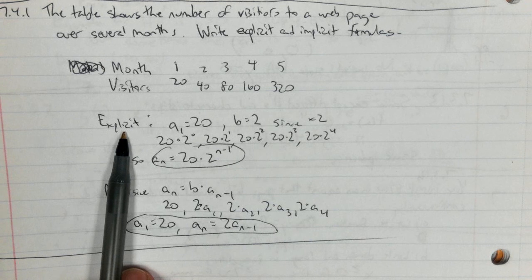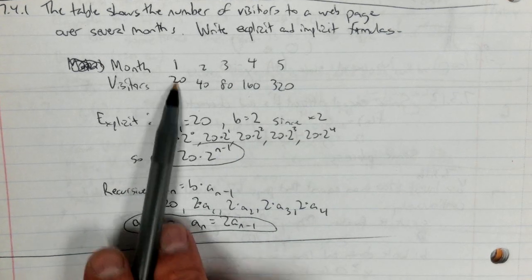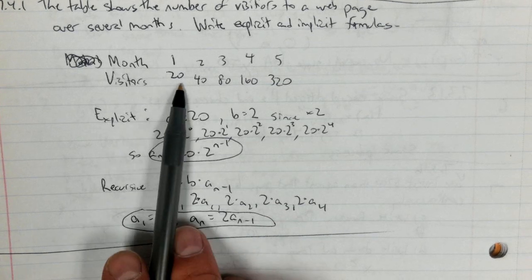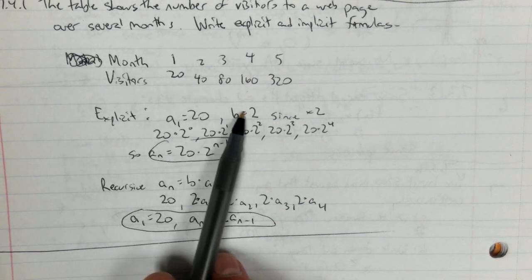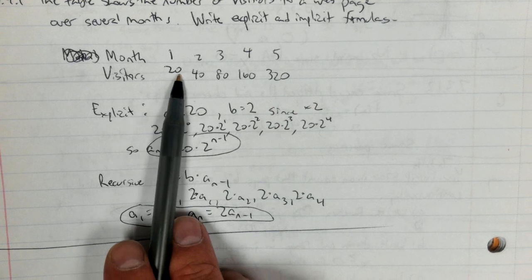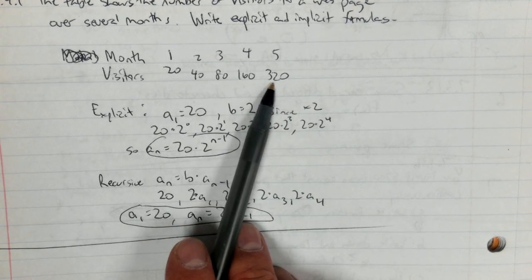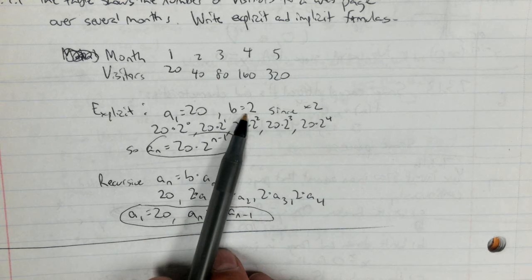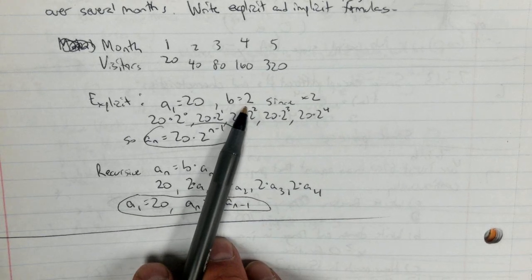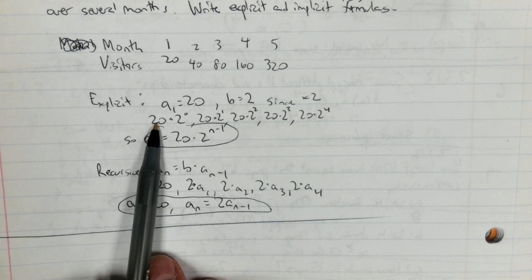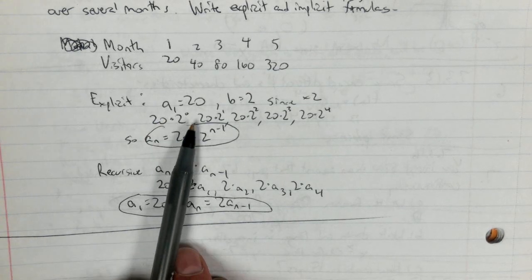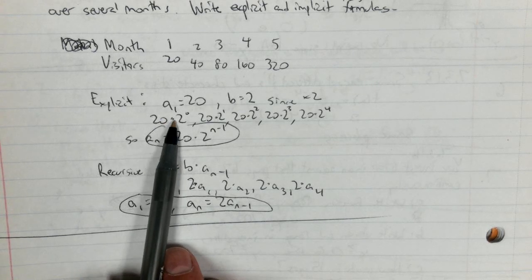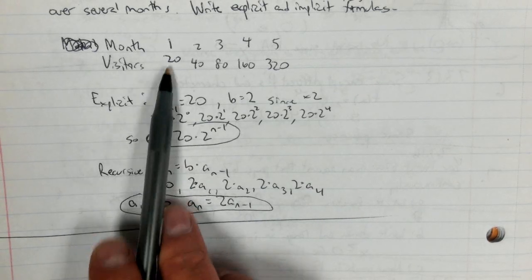So when we do our explicit, we notice that our first term is 20. Our difference, well really our ratio, is 2, because you're multiplying 2 to everything. Or you could think 40 over 20 is 2, etc. So b is 2. So when we write this, this would be 20 times 2 to the 0, because anything to the 0 power would be 1. 20 times 1 would be 20, and that worked.